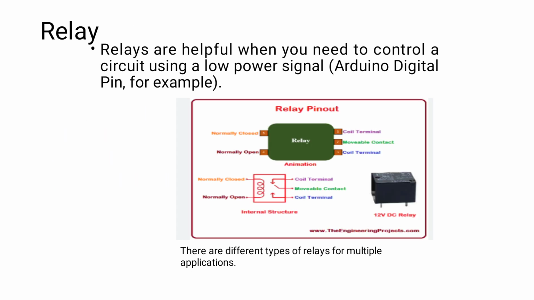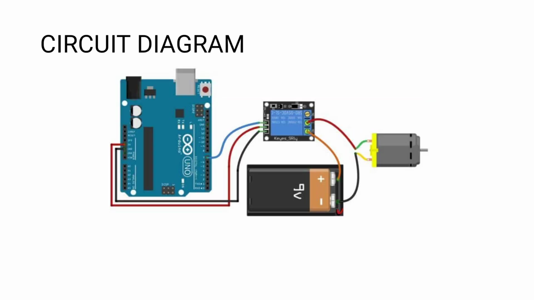Relay. One major concept in this interfacing of DC motor is the relay. Relays are helpful when we need to control a circuit using a low power signal. You can see the relay pins and how they are connected. Mostly you will have pins which we connect to the motor and another one to the battery. There are different types of relay for multiple applications. The most commonly used relay is shown in the diagram with the pin numbers.